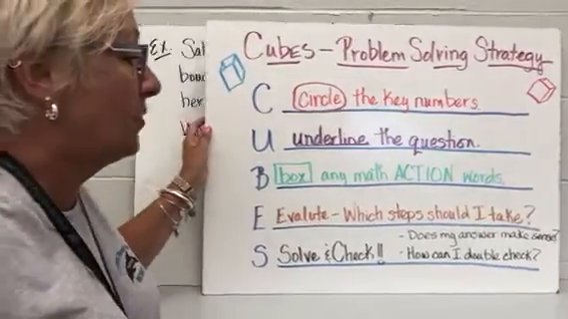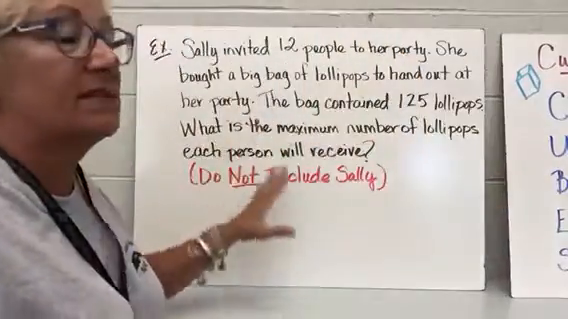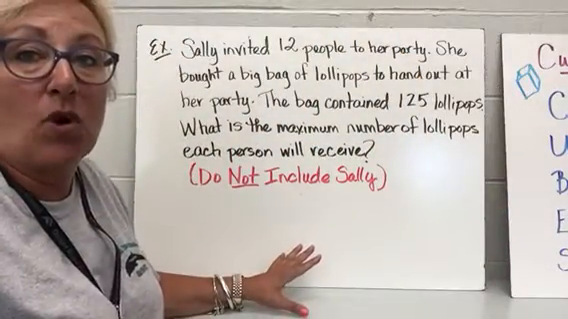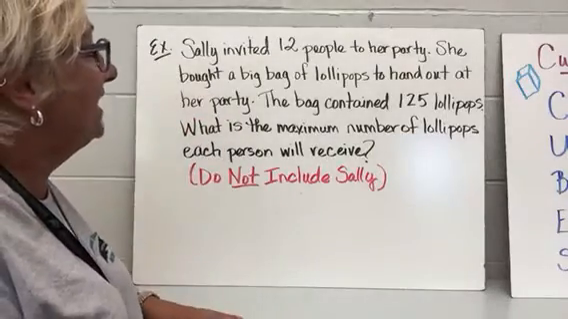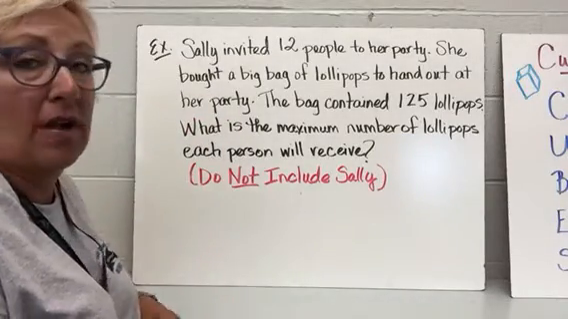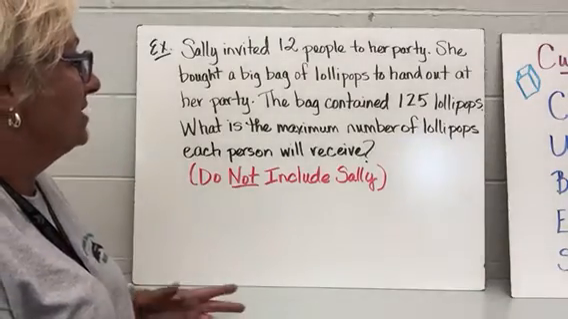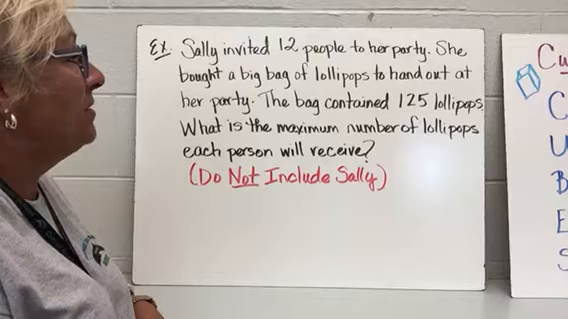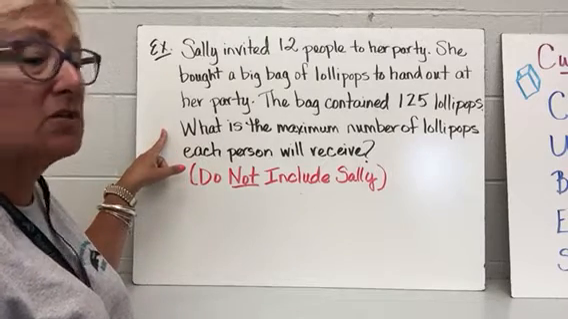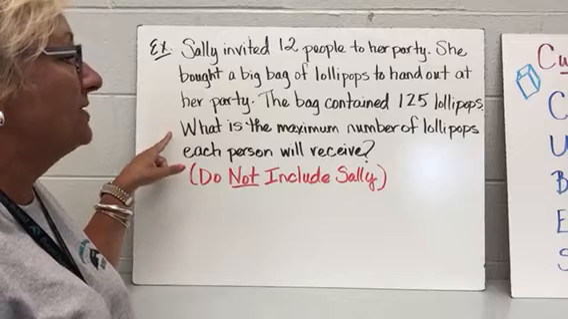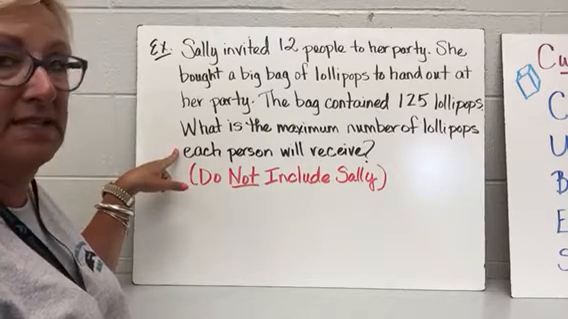We're going to do one example that you have on your notes section. And then we're going to be doing this so much this year that you don't have to do any more until I give it to you in class. But here's the first example. It says, Sally invited 12 people to her party. Always read the entire question first. The entire word problem. She bought a big bag of lollipops to hand out at her party, and the bag contained 125 lollipops. What is the maximum number of lollipops each person will receive?